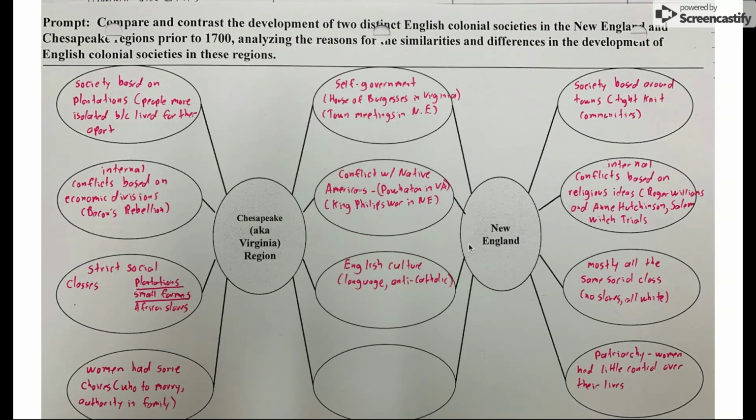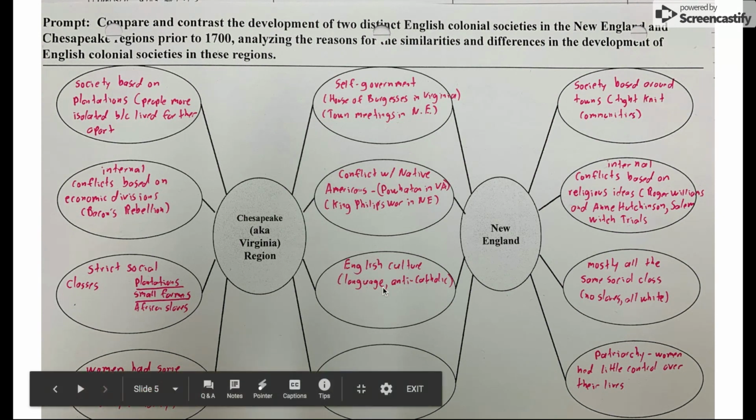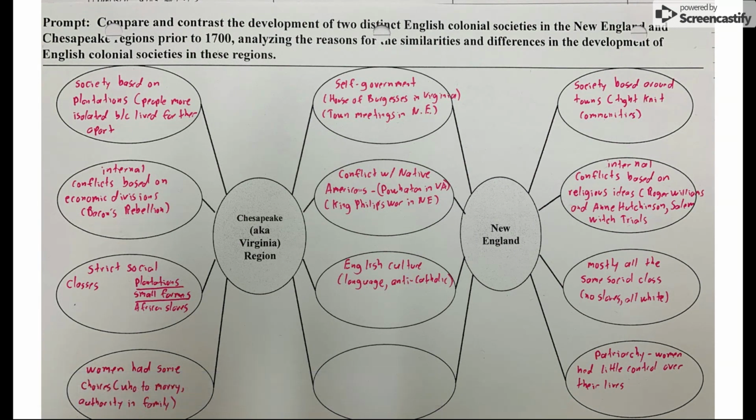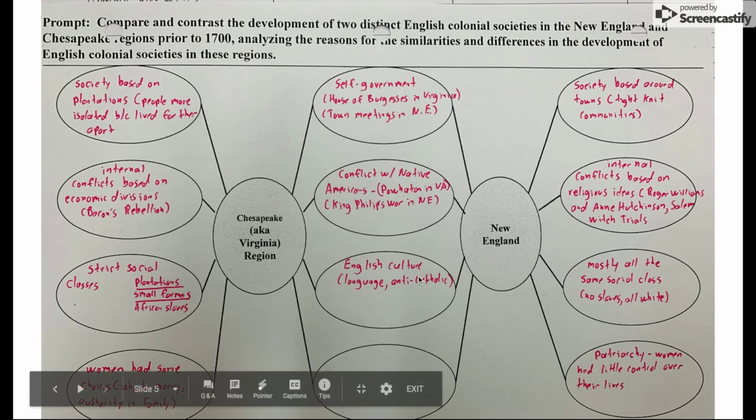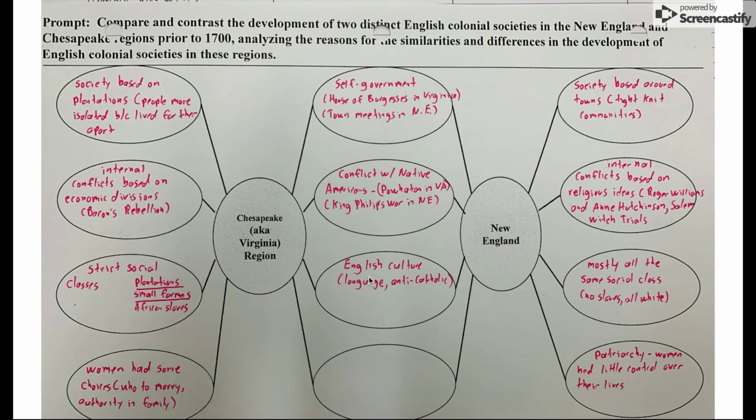So I'm going to start with similarities here. Both the Chesapeake region and the New England region are sharing an English culture. What I mean by that is they were settled by the English, obviously. They share a common language, and they both kind of have this anti-Catholic feeling. In New England, there are Puritans, and in Virginia, even in Maryland, which was supposed to be a Catholic refuge, they were still anti-Catholic there. So we have this anti-Catholic feeling because that's how it was in England. They were a Protestant country, and they share that common language.